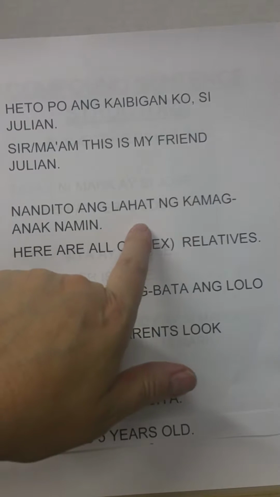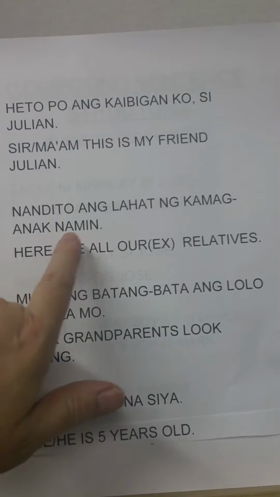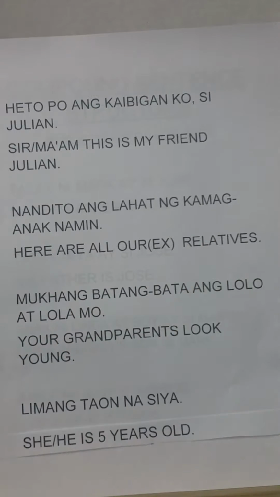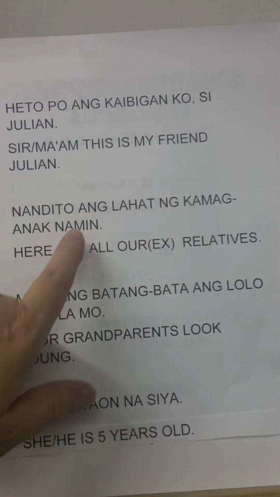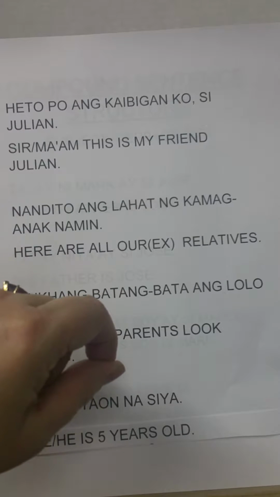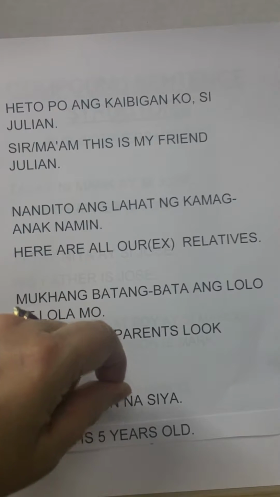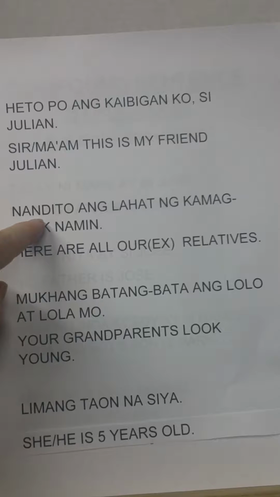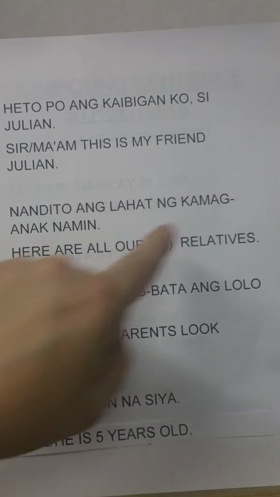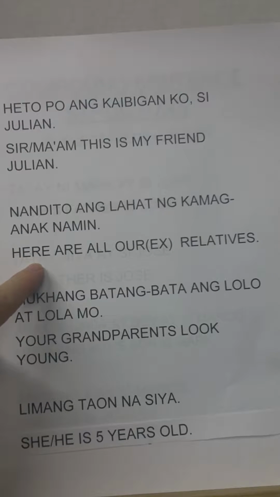Nandito ang lahat ng kamag-anak namin. Here are all our relatives. Now remember, namin is our, not including the person you're speaking to. So nandito is the demonstrative pronoun here. Nandito ang lahat, which is all, ng kamag-anak, relatives, namin, our. Here are all our relatives.